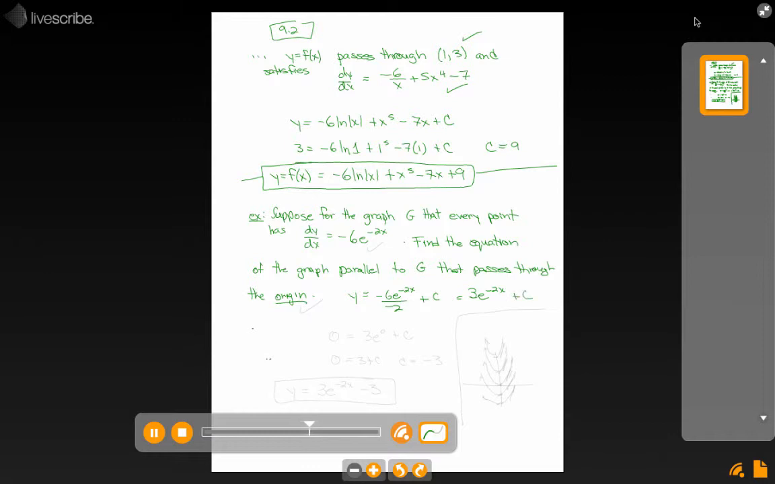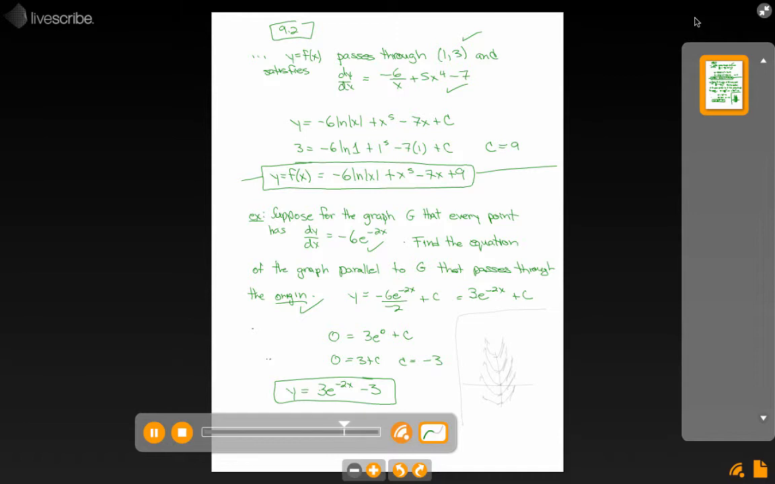Same thing we've done before, and now it says it passes through the origin, so that means it goes through the point (0, 0). So when x is 0, y is 0, so 0 equals 3e to the 0 plus c. 0 equals 3 plus c, so c equals negative 3. Your function then is y equals 3e to the negative 2x minus 3. It has the derivative stated up above and it passes through the origin, so again it meets the two conditions. We're able to nail down the function.